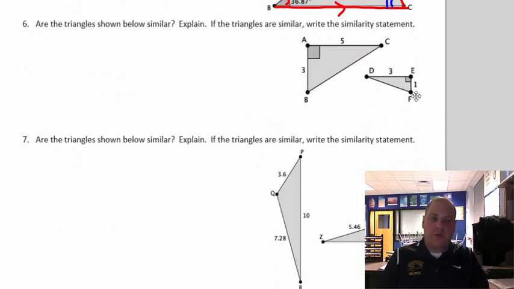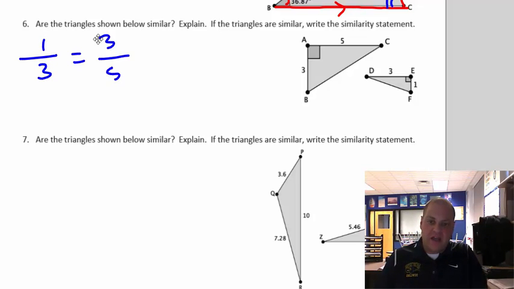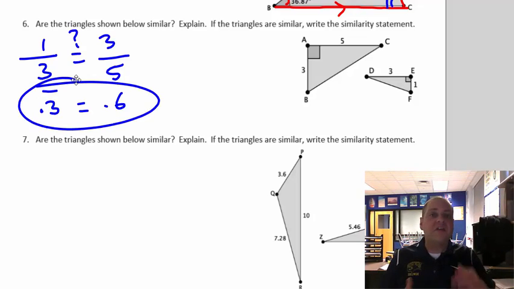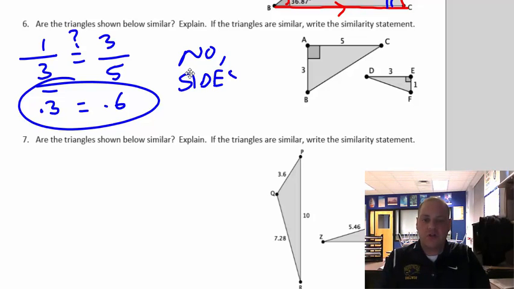This one here, we got to check for proportionality. So we're going to do small to small, big to big. So we're going to go 1 to 3 equals 3 to 5. Is that a proportion that works? Well, this is 0.3 when I divide 1 over 3. And this is 0.6. 3 over 5 is 0.6. Does 0.3 equal 0.6? No. See, the problem is sometimes we add. We say, oh, 1 plus 2 is 3, and 3 plus 2 is 5. You can't add to these sides to make them proportional. It needs to be multiplication. So if they don't divide out equally, then we don't have similarity. So this is no, sides aren't proportional.